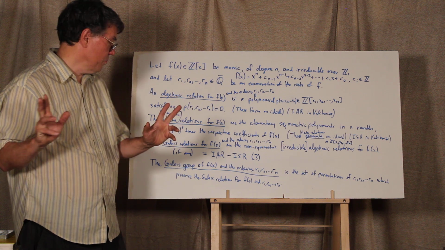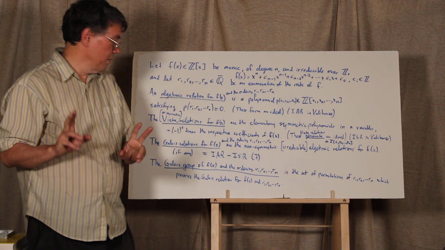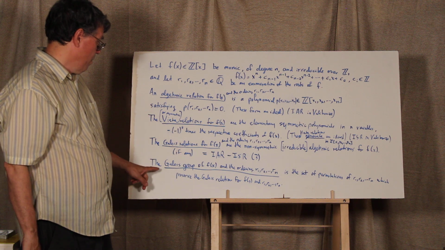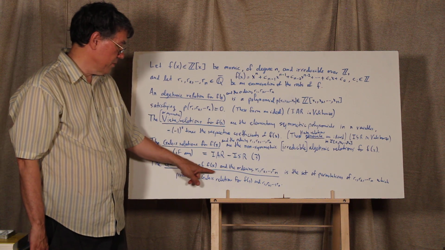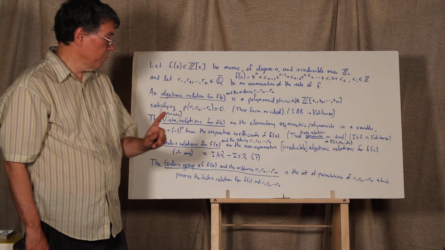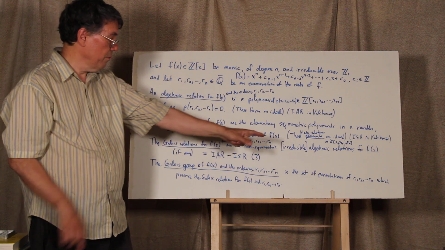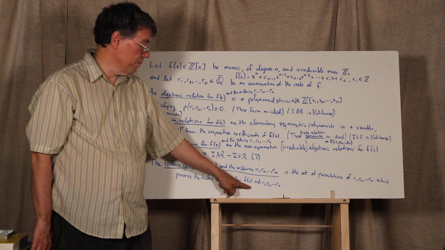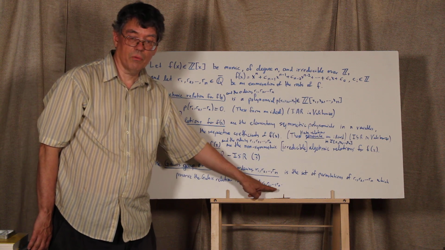Okay, hopefully you're still with me, because I'm coming to the final definition. The Galois group of f of x and the ordering R1, R2 through Rn is the set of permutations of R1 through Rn which preserve the Galois relations for f of x and R1 through Rn.